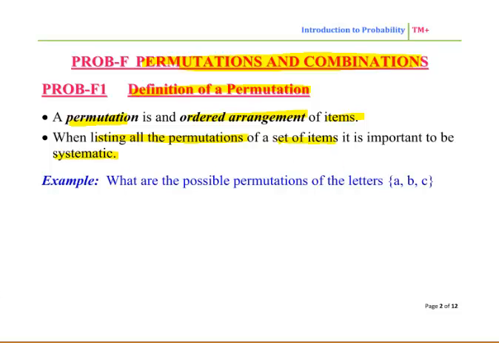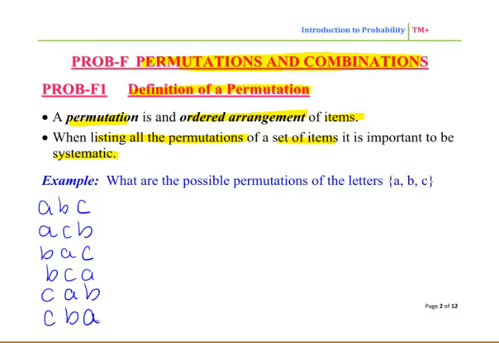So what are the possible permutations of the letters A, B, C? You might have remembered doing this when you were at school. You can have A, then B, then C, or A, then C, then B. Next, you could have B first, then A, C, or B, then C, then A. Or you could have C first, which would give C, A, B, or C, B, A. So you've got 6 permutations.